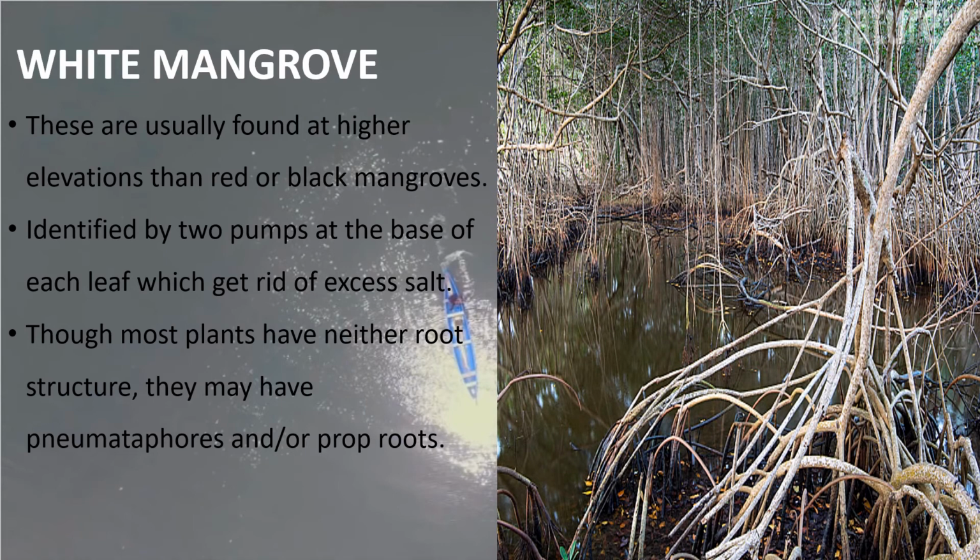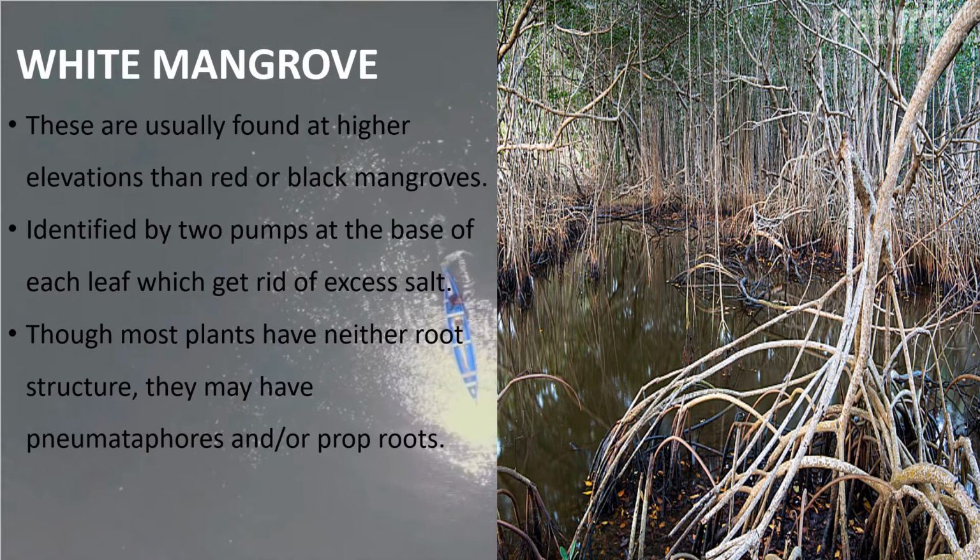White mangroves are found at higher elevations. Now, if you look at it, the further inland you go, the color changes. The red mangrove are at the low elevation, then the black mangrove at relatively high elevations, and then the white mangroves, which are at higher elevations.